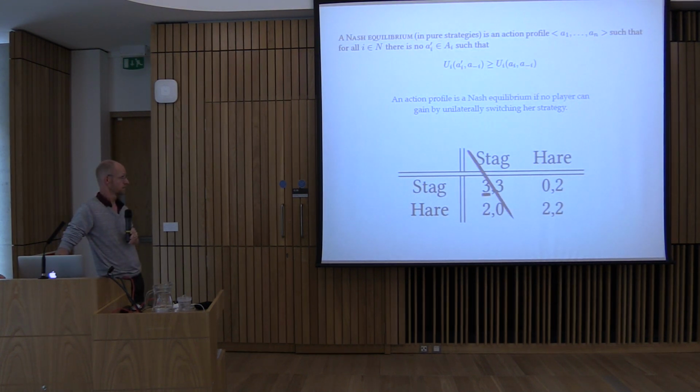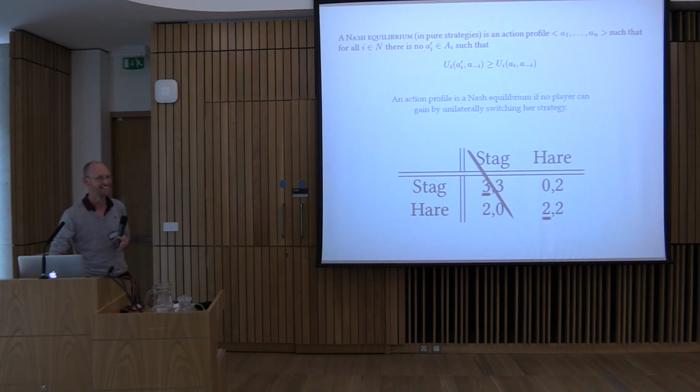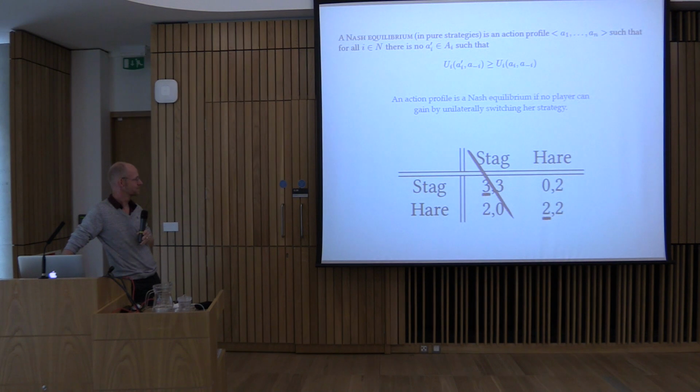What if you know, and everybody knows, that column player goes for hair? What should you do? Yes, this is an interactive class, so you should help me. You go for hair, very good. Now, suppose that column player knows that row player goes for stack. What should column player do? Here you go, you should go for stack. And if the other player knows that you go for hair, you should go for hair as well.